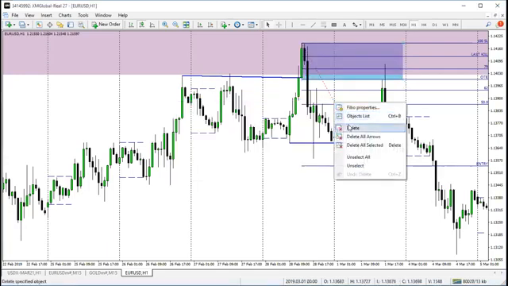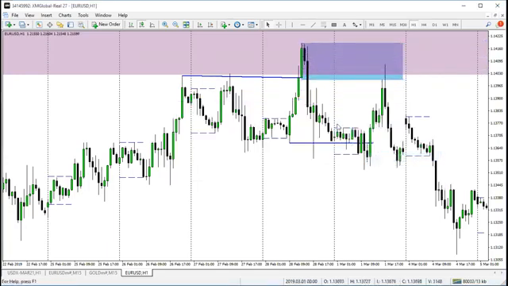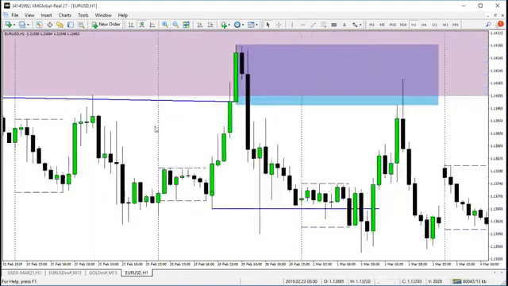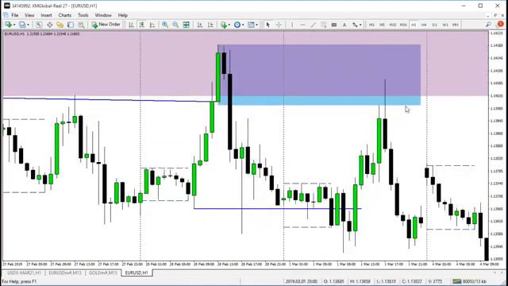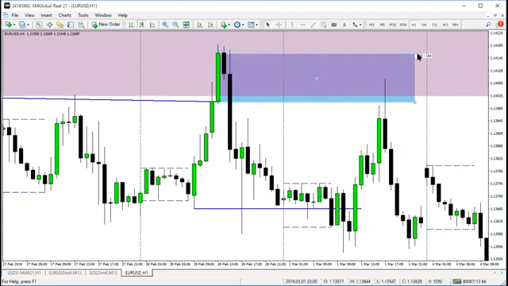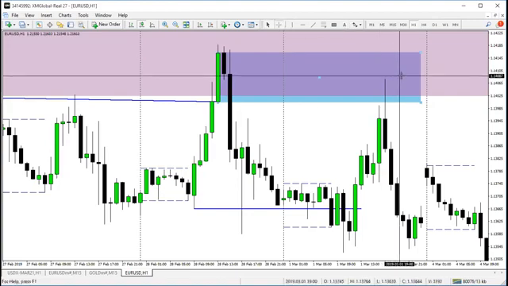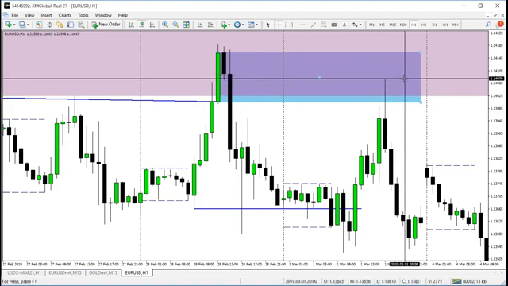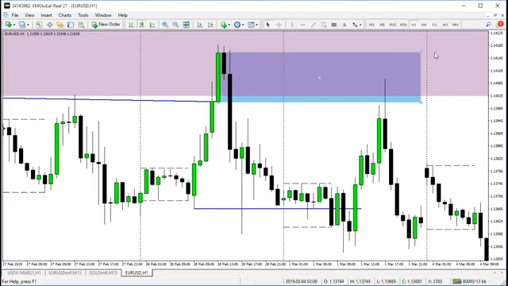Now we can delete this one. So now this is a new lower low. Where was the lower high? Right in the order block, as you can see here. I think it was actually almost at the equilibrium of the order block.